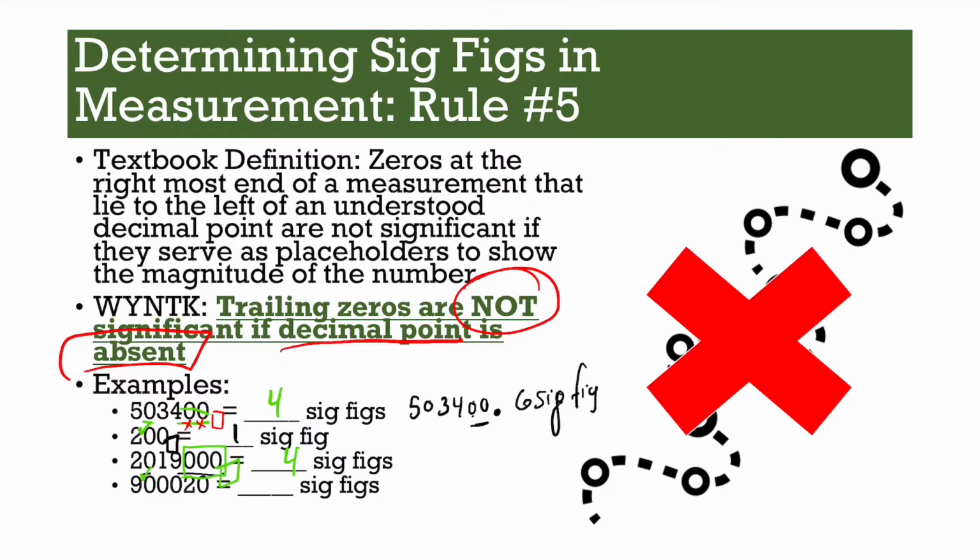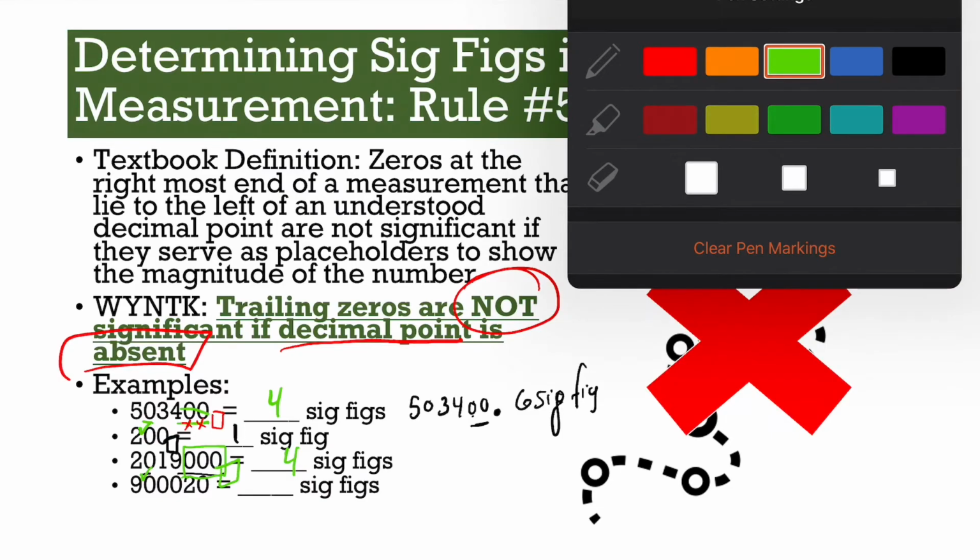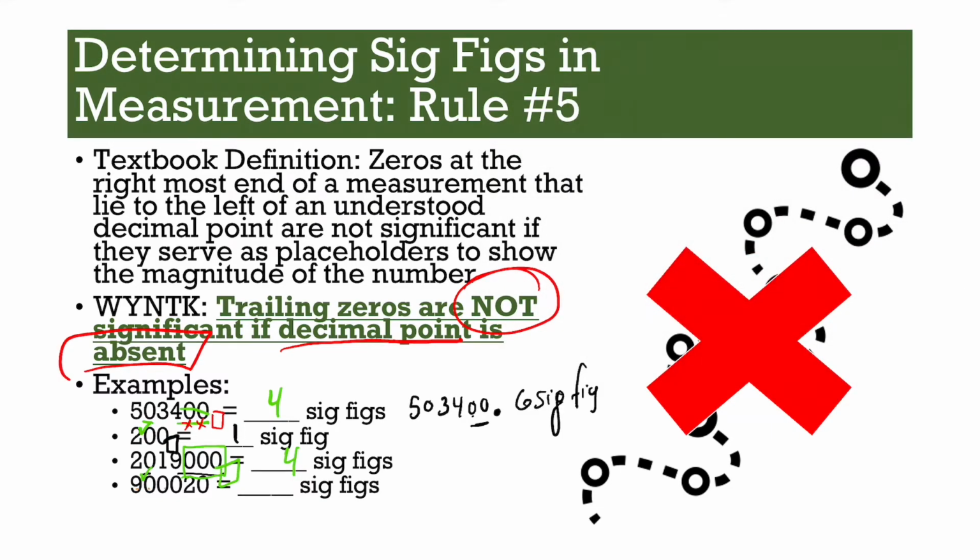So try this one. What do you think? How many sig figs are here? Hopefully you said 1, 2, 3, 4, 5 significant figures. So again, these three zeros are significant because they are sandwich zeros. This last one is not because there is no decimal point.